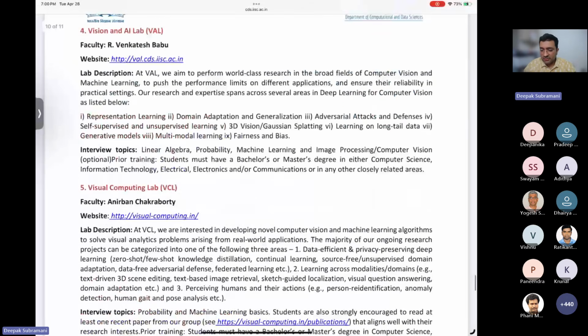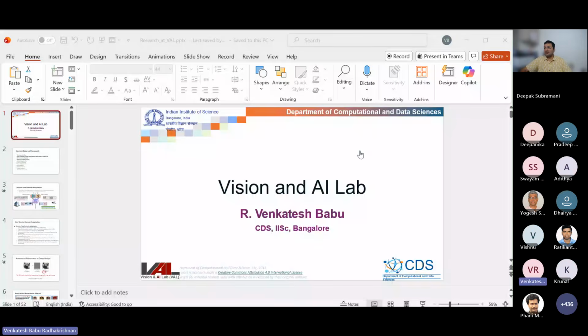Next, we have the Vision and AI Lab from Professor Venkatesh Babu. So I think he's online. So Professor Babu, can you take 2 minutes and introduce your lab? Yes, Deepak, shall I share the presentation? Possibly. Yeah, you can, but just take 2 minutes. Yeah, maybe, I should be fast. So maybe quickly I will go through this slide.